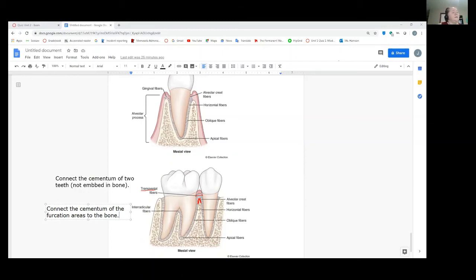Okay, does that make sense to everybody? All right. One more that I want to add to this that I think are our horizontal fibers. Can anybody tell me, or not our, oops, hold on.